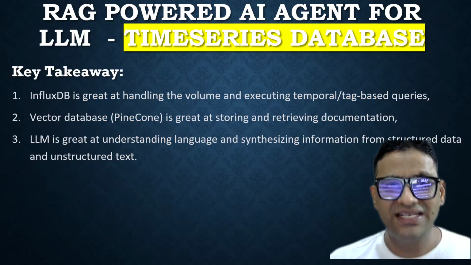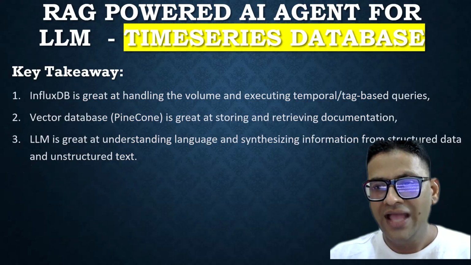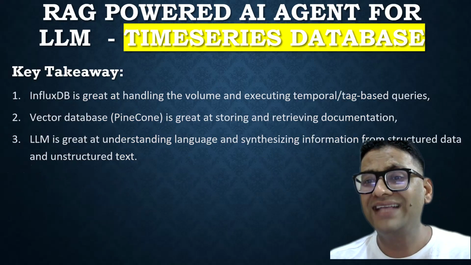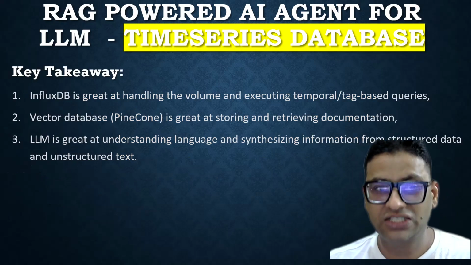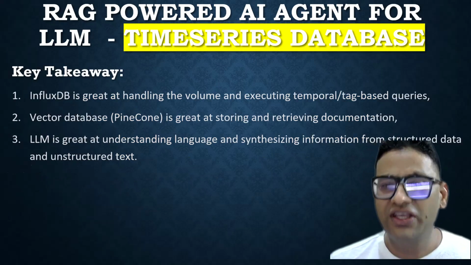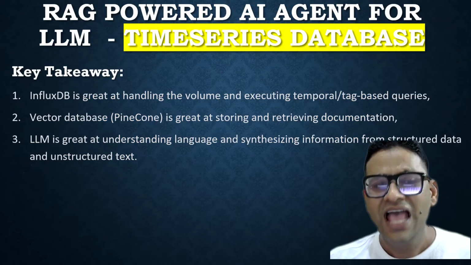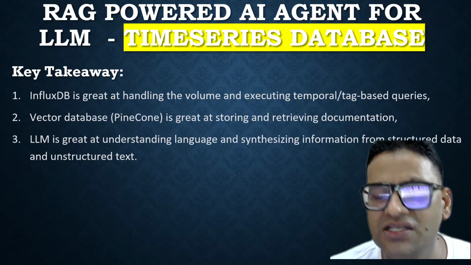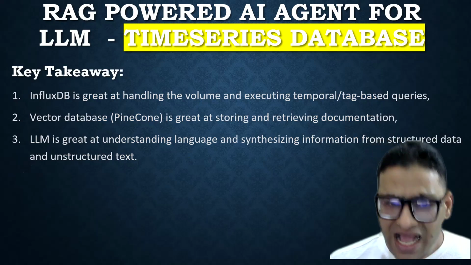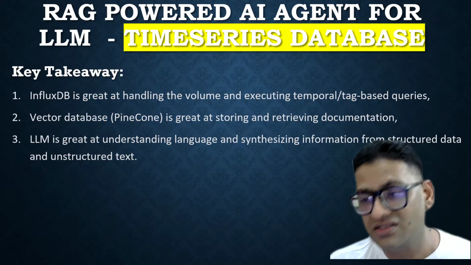So basically, what are the major takeaways? If I wanted to summarize my complete explanation for this video, InfluxDB is great at handling the volume and executing temporal, tag-based queries. It's very important. We have to keep this in our mind, right? Whereas the vector database is great in storing and retrieving documentation, which we have already seen with the other database. And once we are done with this time series database integration, then you will understand the first point as well. And the third and last one is that the large language model is great at understanding the language, synthesizing information from the structured and the unstructured data.